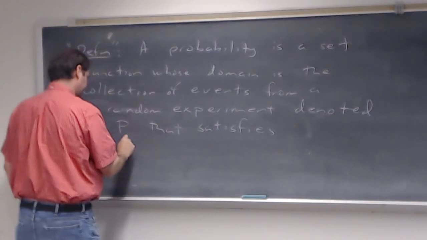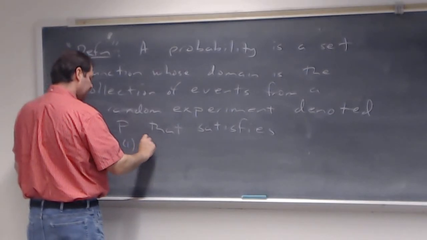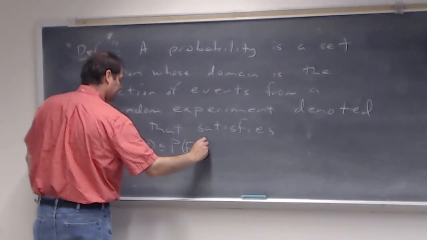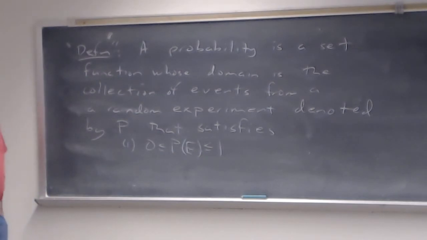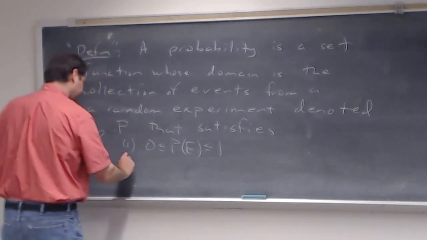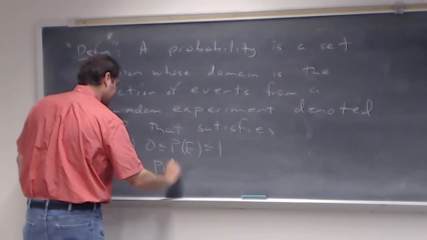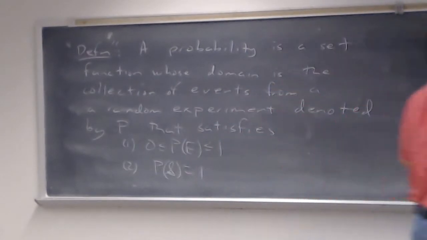I'm going to write down three things. One, 0 is less than or equal to P of an event, which is less than or equal to 1. So this says that the output value for this set function is a number in between 0 and 1. Two, the probability of the sample space is equal to 1. One more condition.